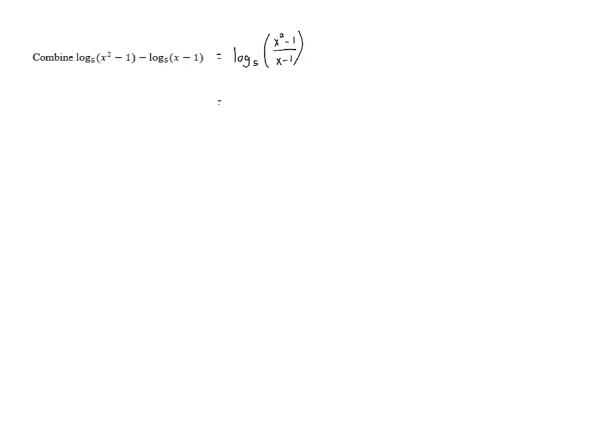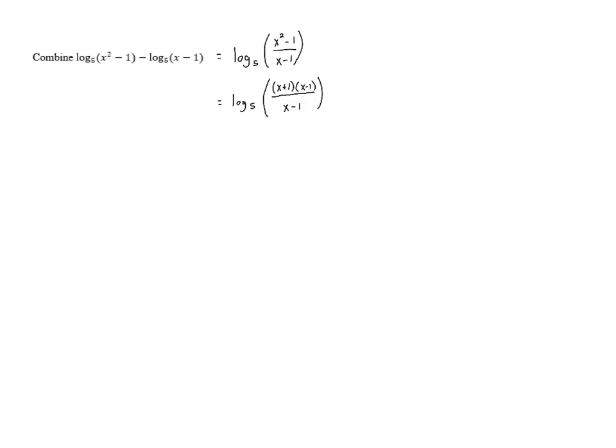Now that we've combined them into one logarithm, though, we can actually simplify the inside. And we can do this by factoring the numerator. X squared minus 1 is a difference of squares, so we can write it as x plus 1 times x minus 1, all over x minus 1.